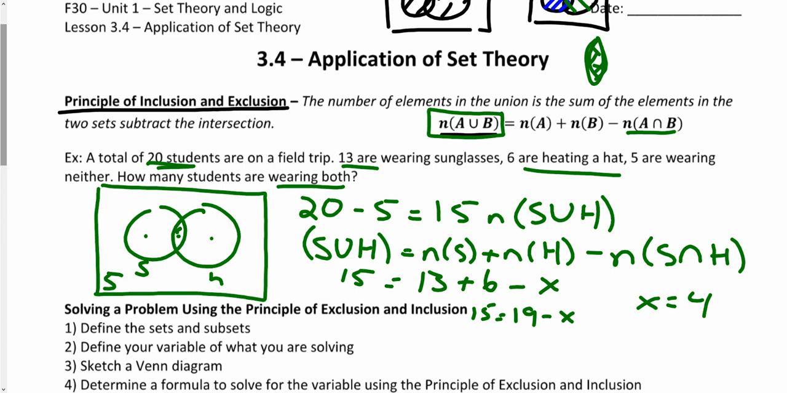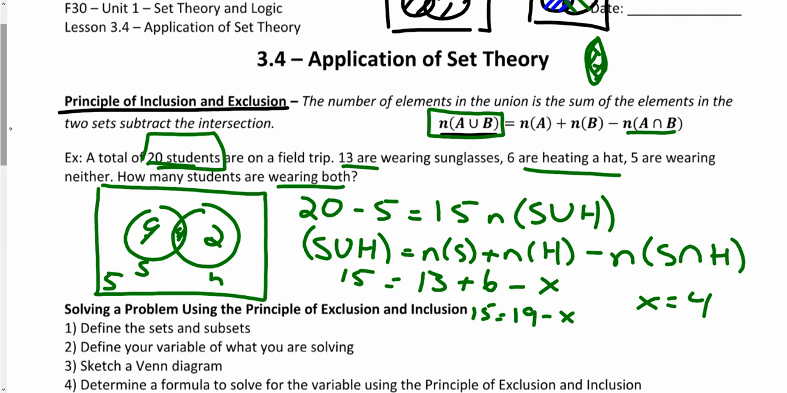So 4 goes in here. For the kids wearing sunglasses, I have 4 counted for, but there's 13 in total, so all of this has to equal 13. That's going to be 9. And I know that 2 over here will be wearing just the hats. If I add those all up, 2 plus 4 is 6, plus 9 is 15, plus 5 is 20. So there you go, that's how this works. And we're going to be using this a little bit later on today too.